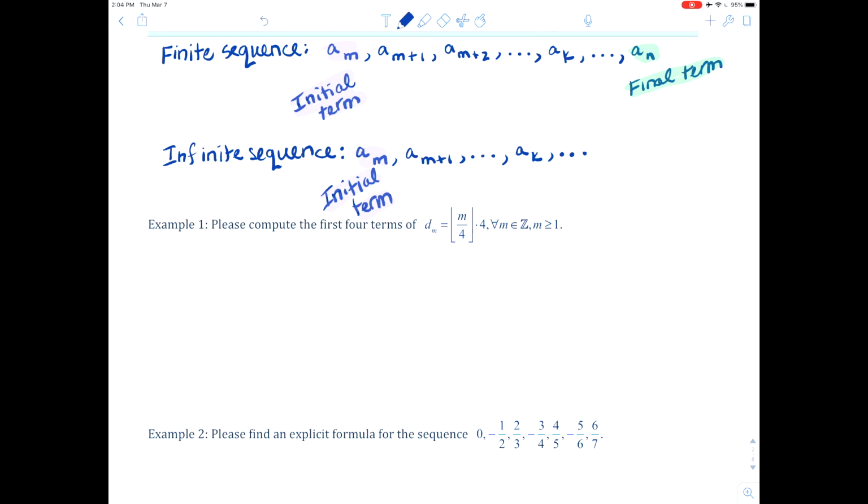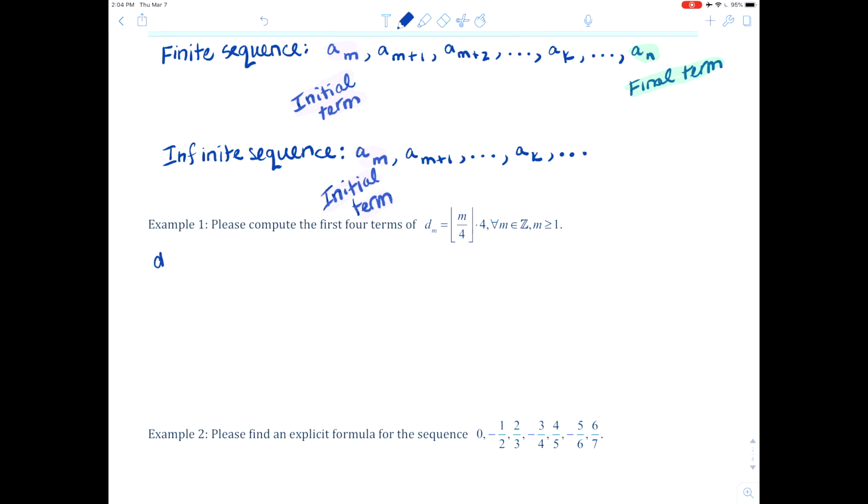Please compute the first four terms of. Now, what is that notation? Do you remember? Beautiful. That is the floor of m over 4, right? And then you multiply that result by 4.